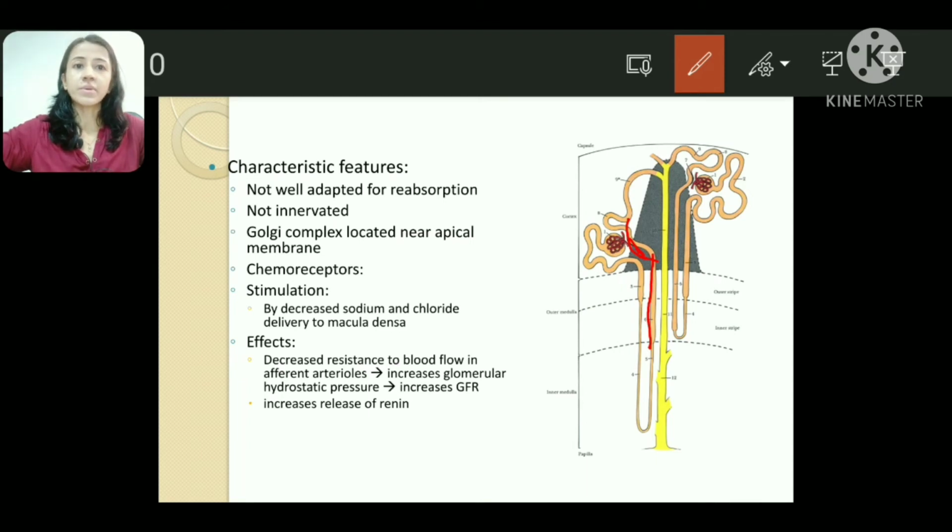There are two effects. Number one, resistance to the blood flow in the afferent arteriole. You can see here they are in close contact with this afferent and efferent arteriole. So, resistance to the blood flow in the afferent arteriole decreases. And when the resistance decreases, then blood flow increases. So, there is increase in the glomerular blood flow and glomerular hydrostatic pressure, and that results in increase in the glomerular filtration rate. So this is the first effect of stimulation of macula densa cells. Second effect, that is when macula densa cells are stimulated, they increase release of renin from juxtaglomerular cells.